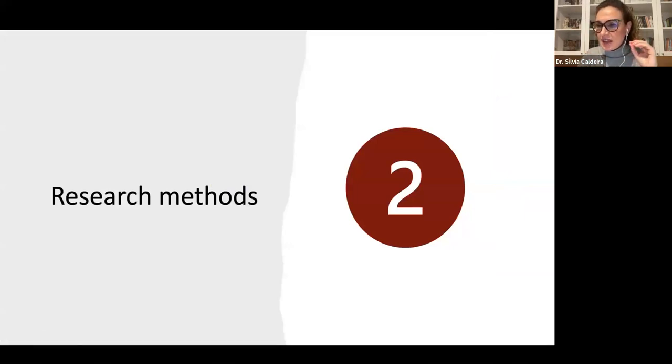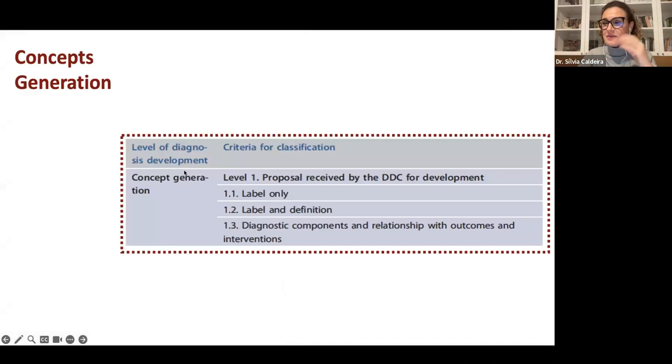So let's check for each level of evidence the types of study that we can do. And I will be provocative. I will open new doors for research, not different studies, because I'm not saying anything new, but matching studies that could help us in this 3-stage process. So when we look at the first, concept generation, we have these 3 levels: label only, label and definition, and diagnostic components and relationship with outcomes and interventions.